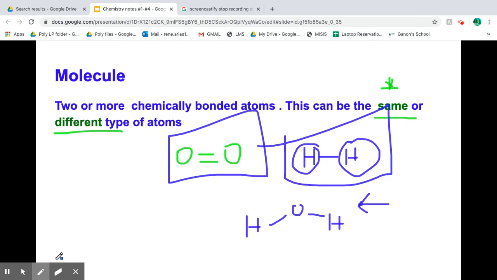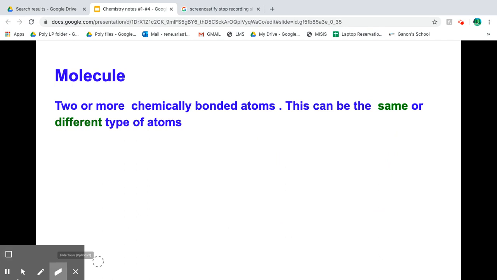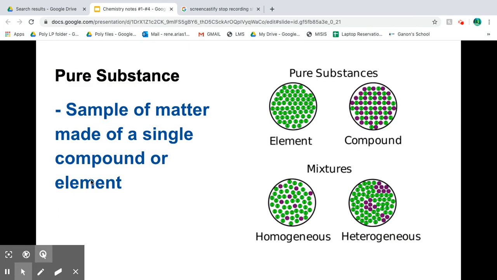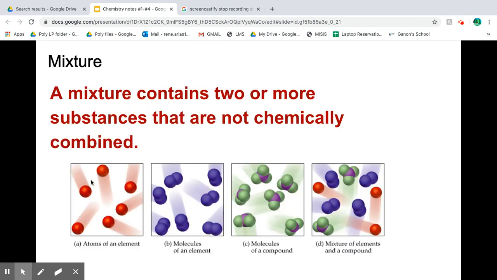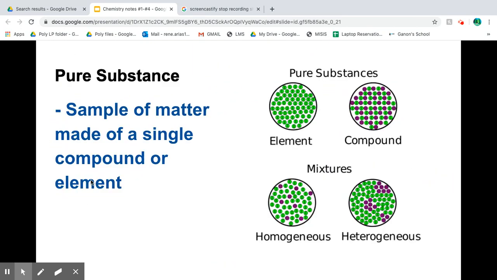Okay, let's go over the last concept here. So we went over compounds, molecules. Last of all, we have pure substances and mixtures. Okay, so a pure substance is when we have the same type of matter. In other words, things are not chemically bonded to each other.